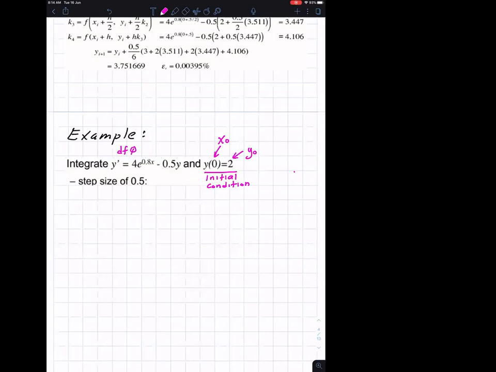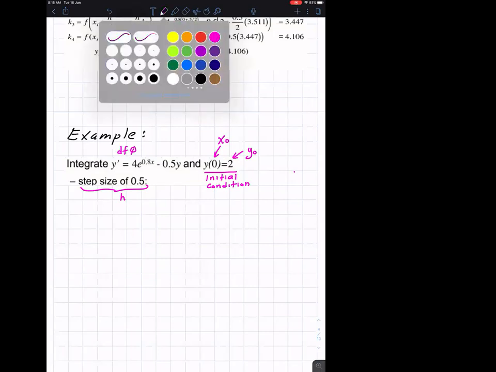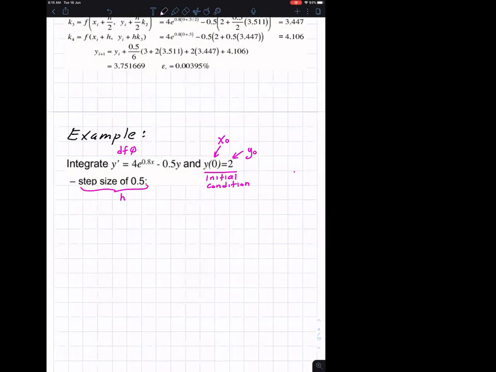Without this, you won't be able to use the Runge-Kutta method. And you're given the step size. Step size is 0.5. In this case, you can call this h in the formula. So the formula, Runge-Kutta fourth order approximation, is the iteration formula we need to solve this problem. We are going to solve this differential equation using the Runge-Kutta method.